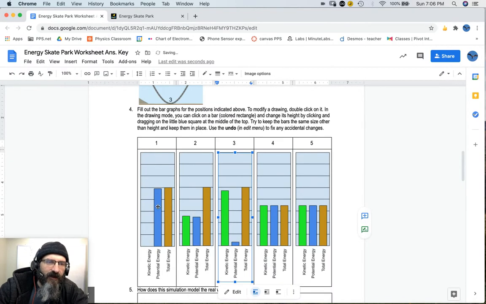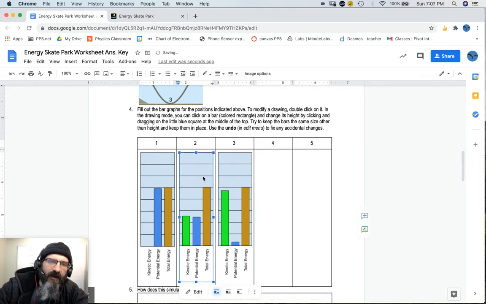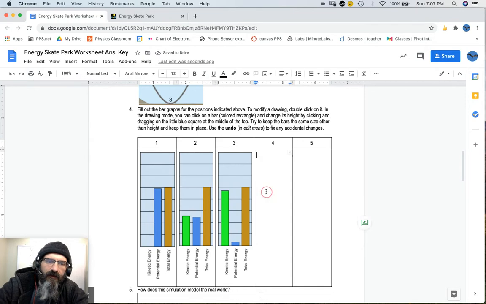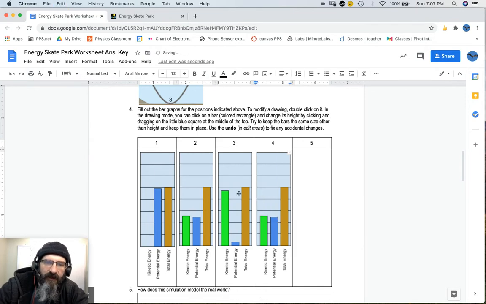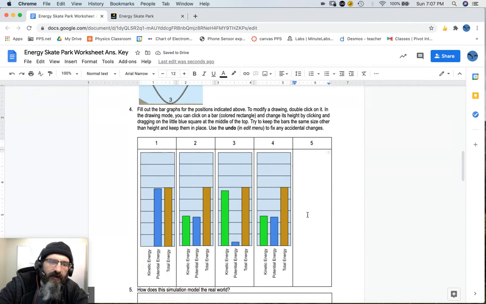All right, close that. Now we got all potential, half kinetic, half potential, pretty much all kinetic. And then, you know what? 4 and 5 are going to look pretty much just like 1 and 2. I'm going to cheat. I'm going to cut these two out, copy and paste 1 and 2 in for 4 and 5.